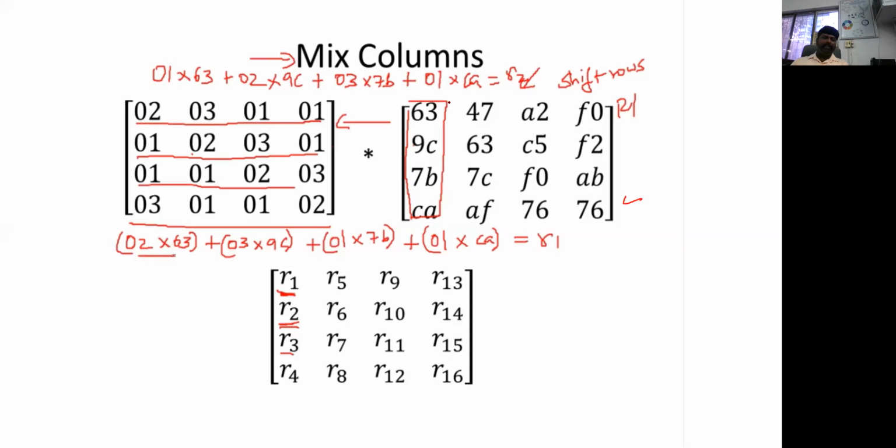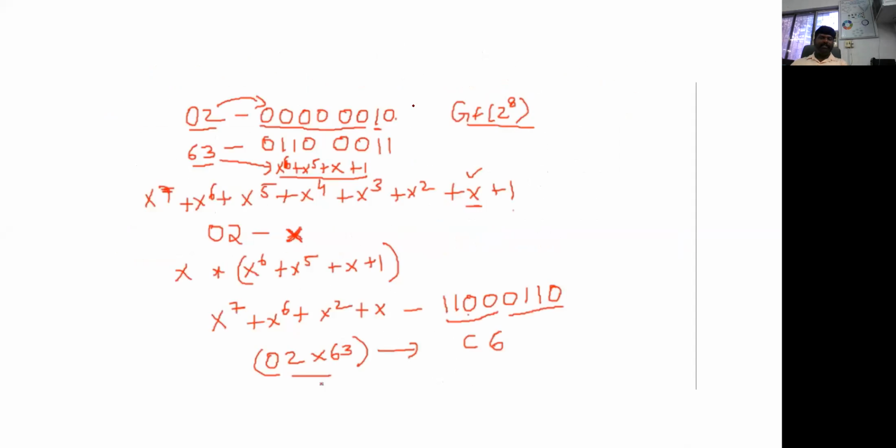I took the column from here, and if it is a row value, it is 63 multiplied by 02. Very similarly, 02 has its corresponding binary value, and 63 is a binary value. If I multiply these values, I'll get this coefficient. If I map with the corresponding values, I'll get C6. Now, the value which I multiplied, which is 02 into 63, is C6. Similarly, I have to do the multiplication for the remaining terms.